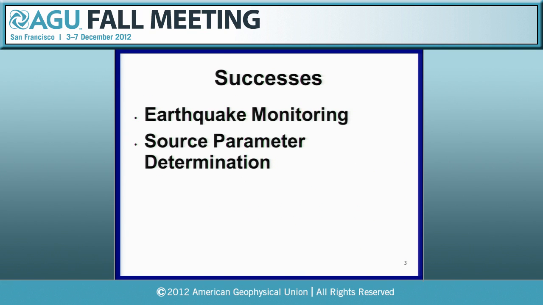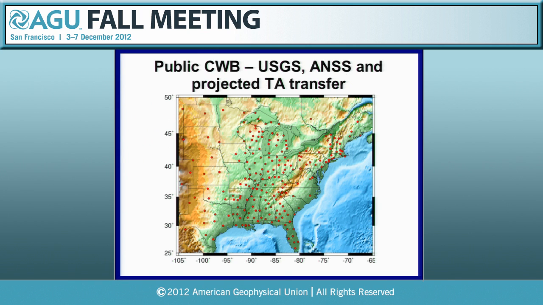Thank you, Randy. Successes are earthquake monitoring and source parameter determination. Next, please. This is a slide showing what's available in the public continuous wave buffer of NEIC. It represents all the broadband stations as of last week. They are those run by the United States Geological Survey, sponsored by the USGS as part of the Advanced National Seismic System, and also some of the stations of a proposed transfer of TA stations to the USGS as the Transportable Array winds to its end in continental North America. And just from that particular slide, one could say that monitoring is fairly uniform in the eastern U.S. So monitoring looks good.